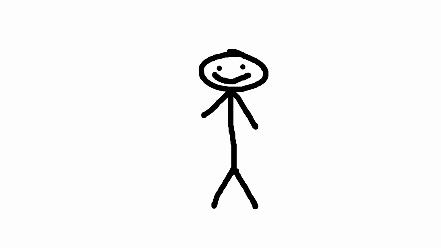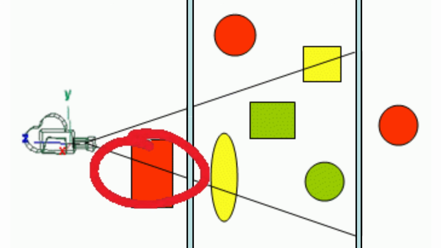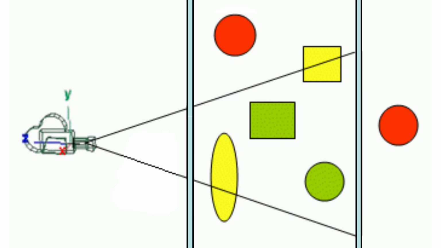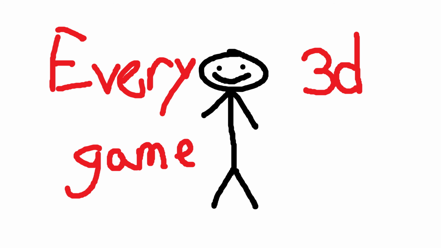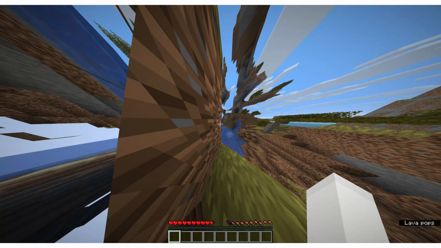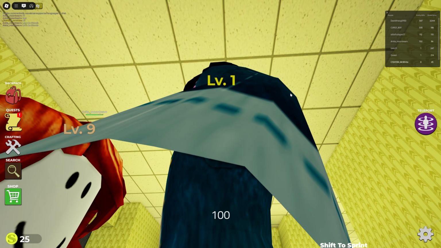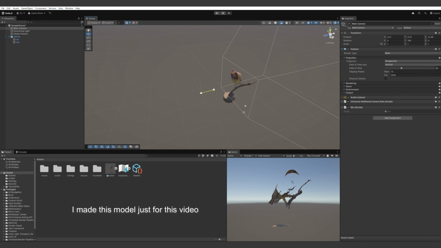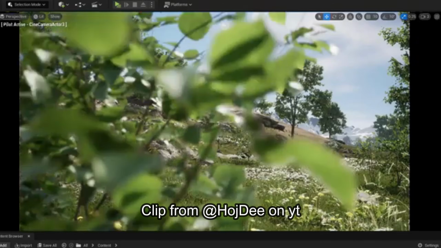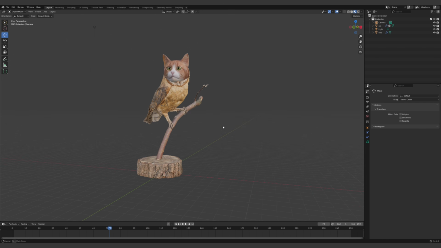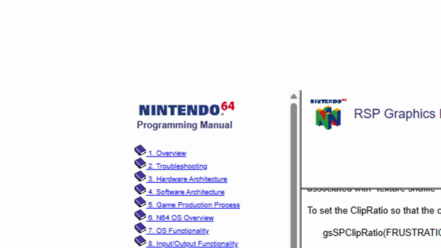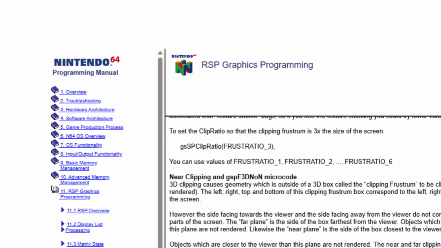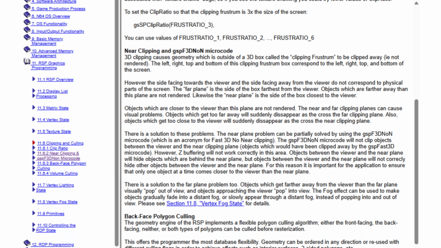Now, near plane clipping means that objects super close to the camera won't be rendered, which is why I spent so long looking for an alternative. But the more I thought about it, the more I noticed literally every 3D game has near plane clipping. Minecraft has near plane clipping. Roblox has near plane clipping. Unity has near plane clipping. Unreal Engine has near plane clipping. In the process of making this 3D model, I found that Blender also has near plane clipping. Even the original Mario 64 has near plane clipping, as well as far plane clipping.